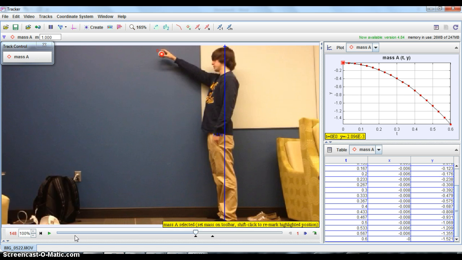Now, when we go through Tracker of a ball that I chose to use, we see that when it first starts out, the ball doesn't seem to move very much at all. It stays in a pretty similar position. It almost looks to be zero change.